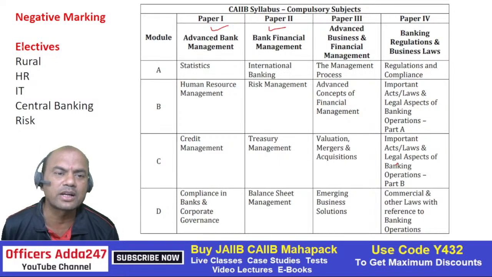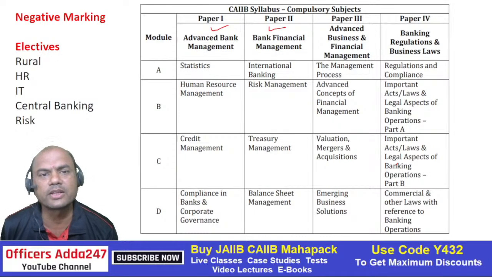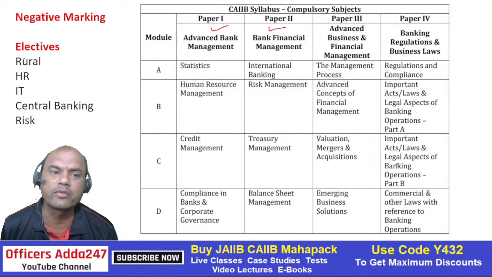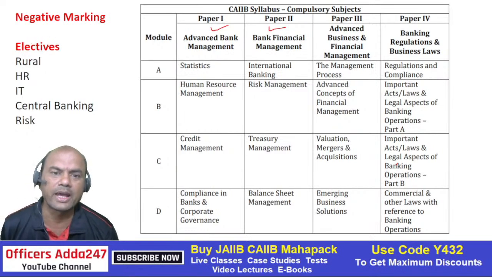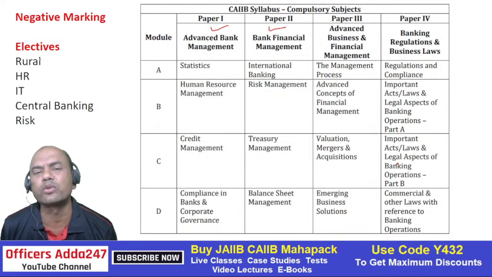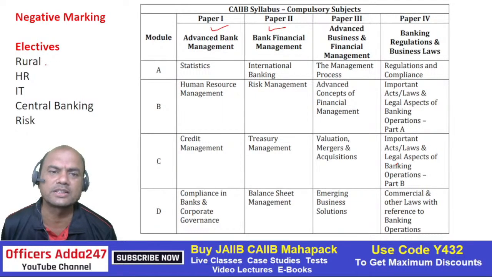And also look at the electives. Presently you have retail. Now what will you have in May 23? Rural, HR, IT, central, and risk. Many of us have not worked in these. We have worked in retail, right? So of course, when we do that batch, we will definitely give you all the details about this. But I would suggest, why go for the difficult ones? Clear this in December only.